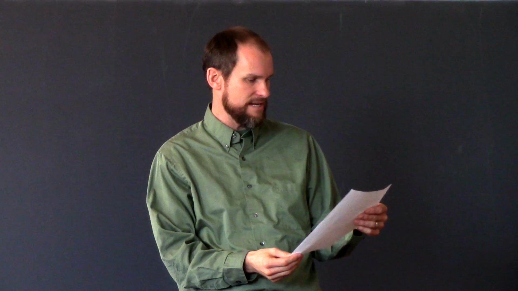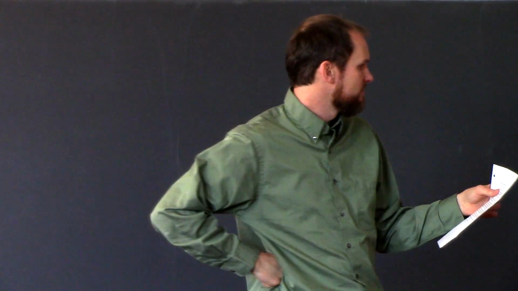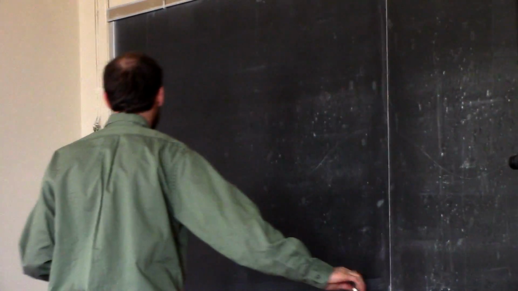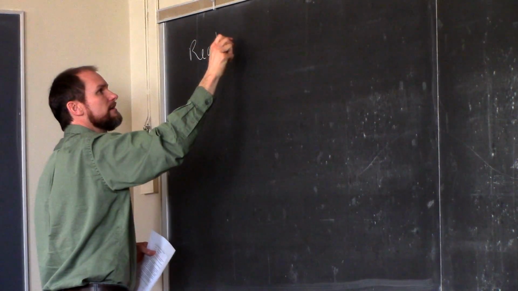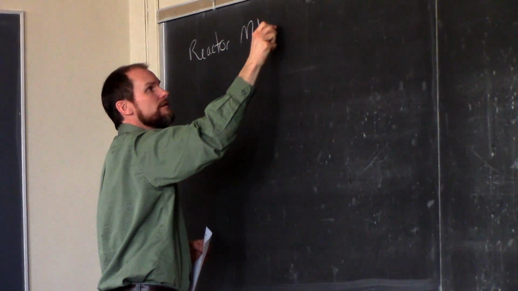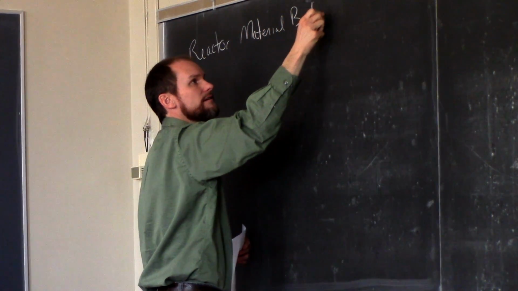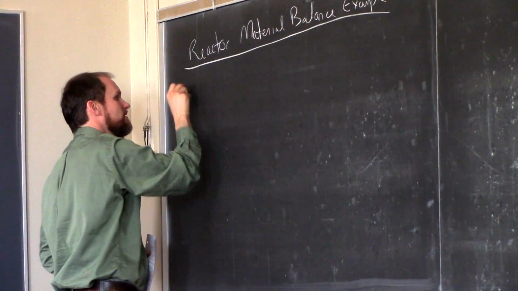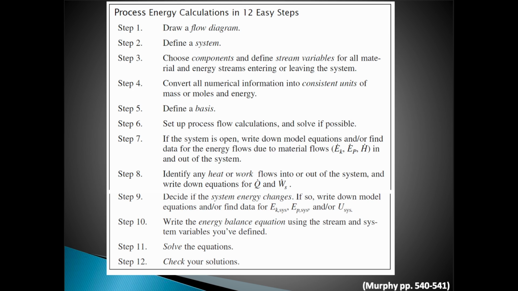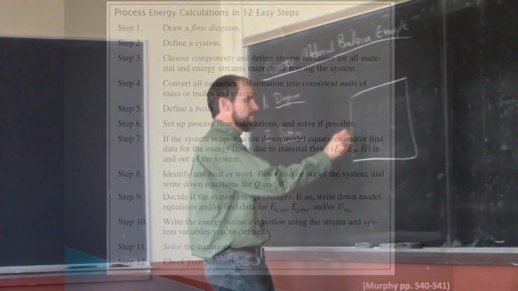Let's start with Murphy's steps. Step 1, draw a flow diagram. So let's see, so this is a reactor material balance example. Step 1, draw a diagram. Step 2, define a system. Let's not go too fast here. Make a diagram. Reactor.